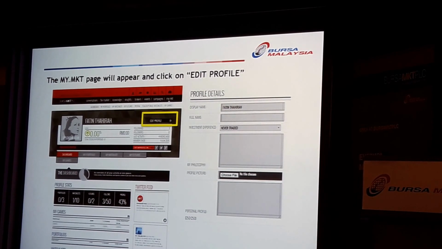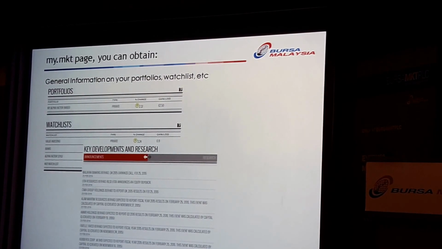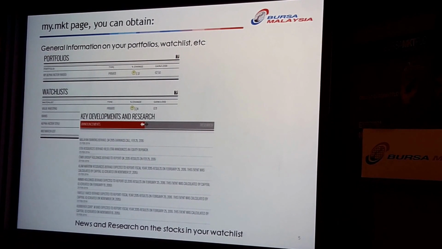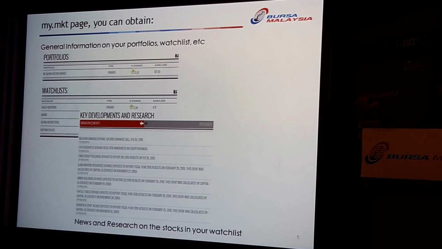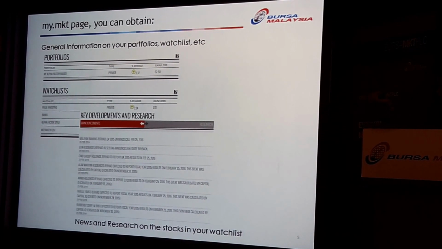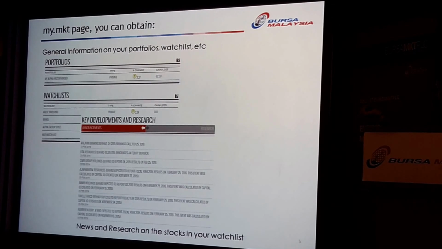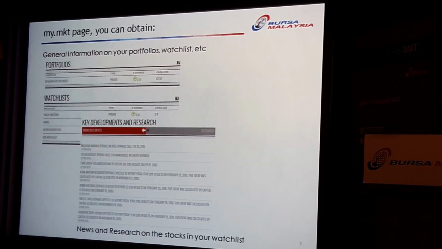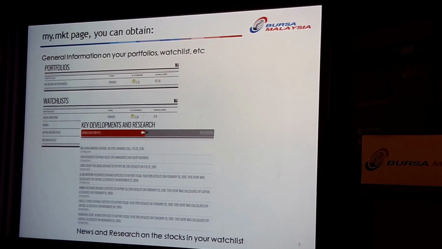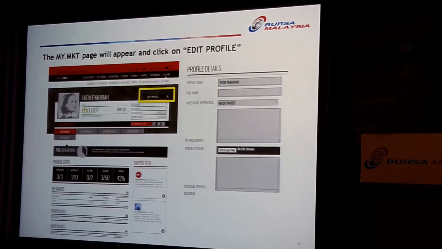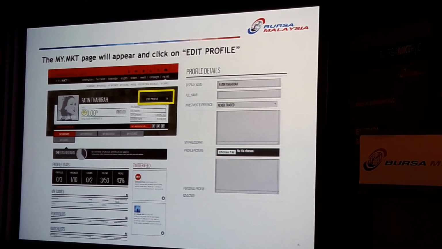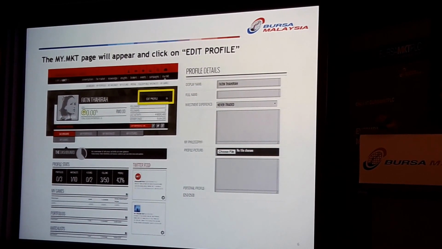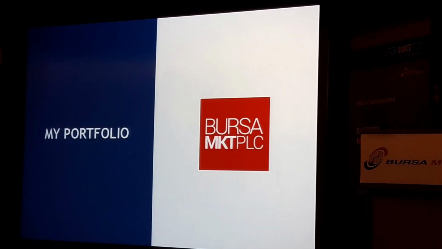So in your watch list, you can just monitor the stocks, right? If you follow that stock in your watch list, any information about that particular stock, any key developments or research, will be in your My Market dashboard, right? Okay. Once you go to the My Market page, you can edit your profile, put your name, change your pictures if you want, and then personal experience and whatnot.